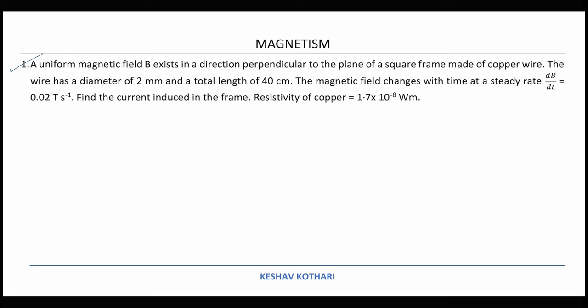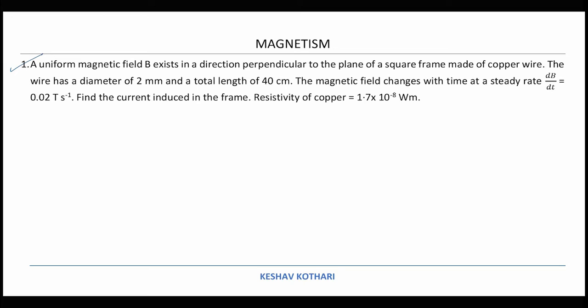So let us begin with the problem solving session for magnetism. So we are dealing with the first problem. A uniform magnetic field B exists in a direction perpendicular to the plane of a square frame made of copper wire. The wire has a diameter of 2 mm and a total length of 40 cm. The magnetic field changes with time at a steady rate dB by dt equals 0.02 Tesla per second. Find the current induced in the frame.